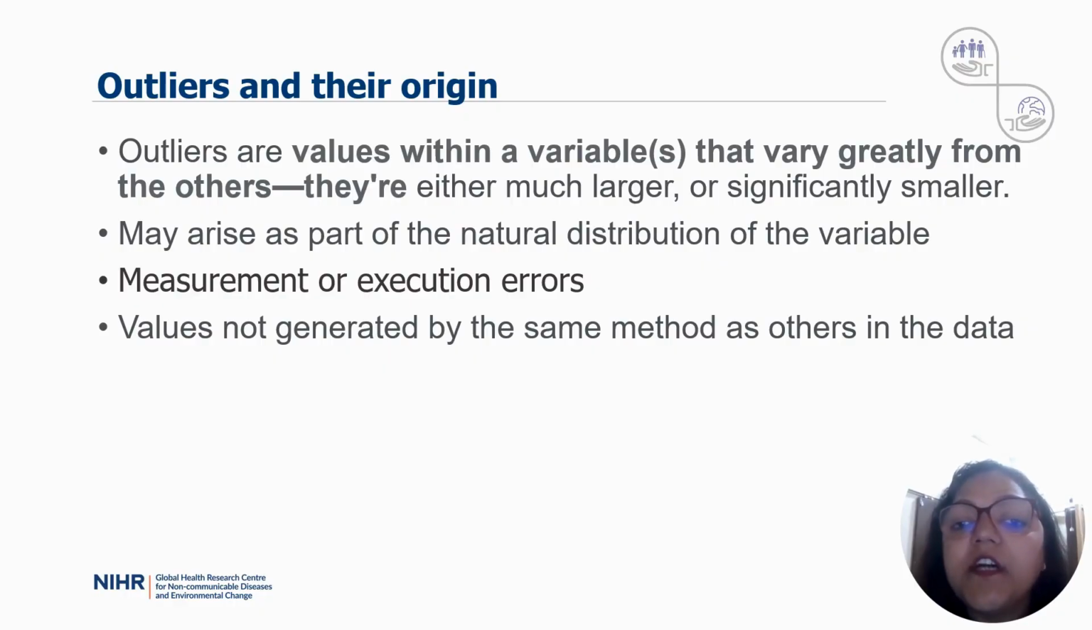The more general unusual observations are called outliers. Outliers are values within a variable or variables that vary greatly from the others. They are either much larger or significantly smaller. They may arise as part of the natural distribution of the variable or as a result of measurement or execution errors. Values not generated by the same methods as others in the data also turn out as outliers.